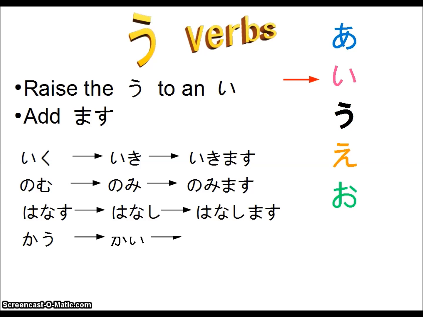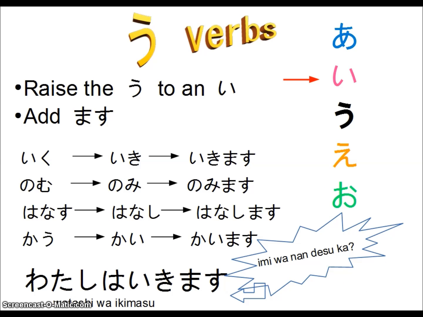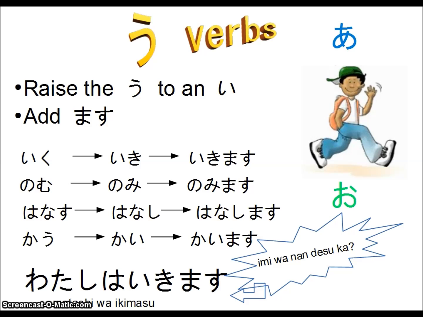Kau becomes kai and becomes kaimasu. So watashi wa ikimasu. You wa nan desu ka? What does this mean? It means I go. That's why we have this kid and he's like, I'm going, itekimasu. Watashi wa ikimasu. I'm going.